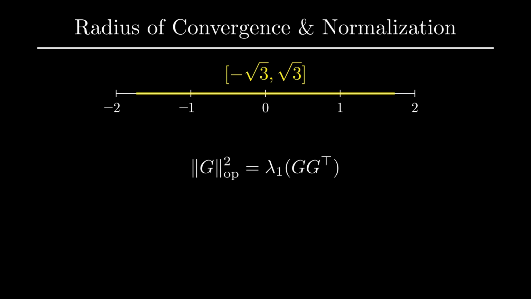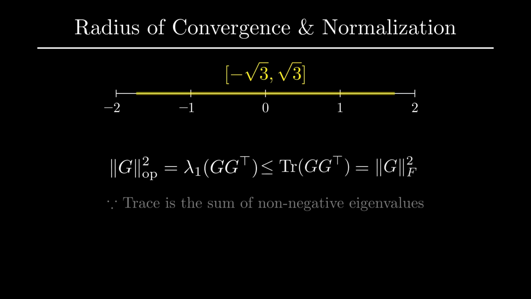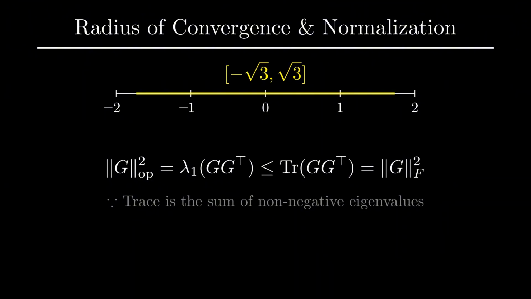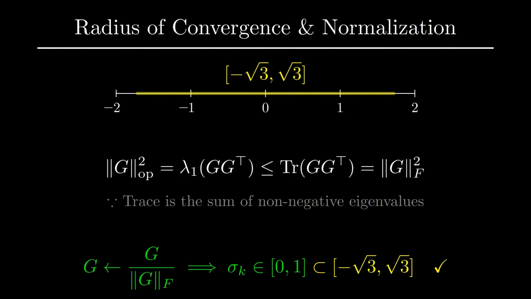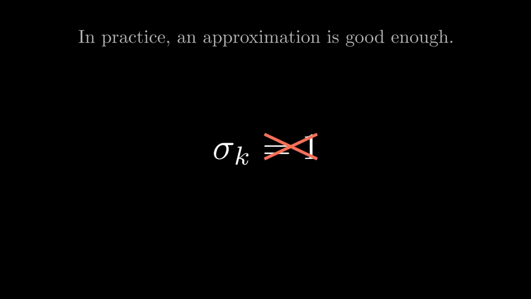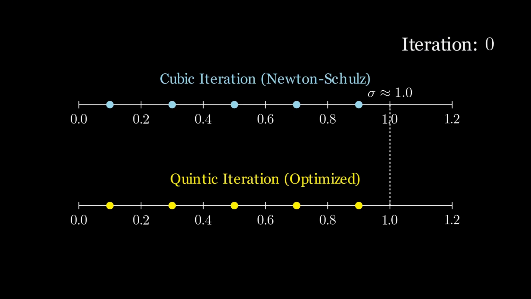So one way we can guarantee that the singular values lie in this range is by using the inequality of the operator norm always being at most the Frobenius norm. So dividing each entry of the matrix by its Frobenius norm ensures that the singular values lie in the unit interval. In practice, it turns out that we don't need the singular values to be exactly 1. Even a rough approximation is good enough. What's more important is the convergence rate to reduce wall clock time.